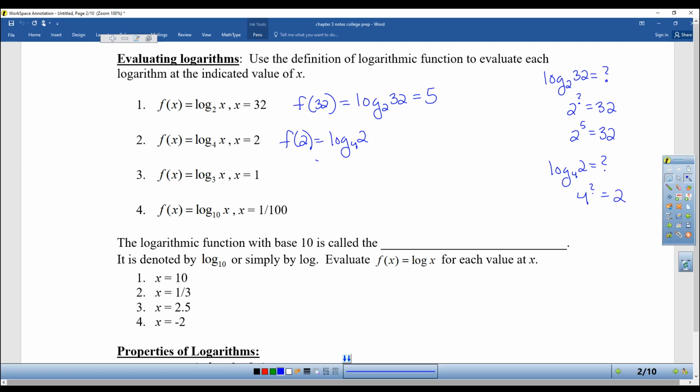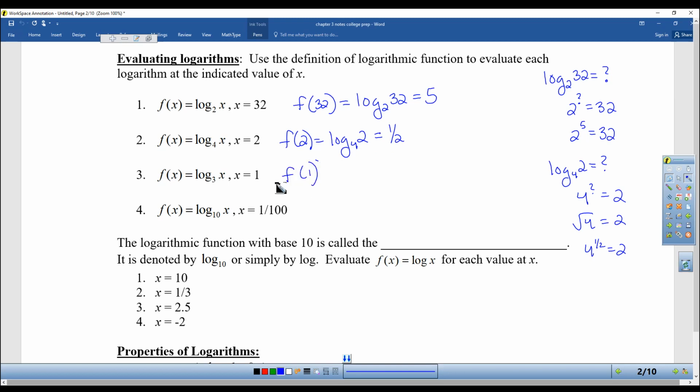4 to the what is equal to 2? What would make a number smaller? What kind of power? A fractional power. The square root of 4 is equal to 2. And what does that look like as an exponent? 4 to the 1/2 is equal to 2. So log base 4 of 2 is 1/2.